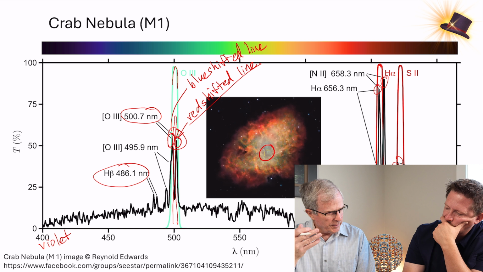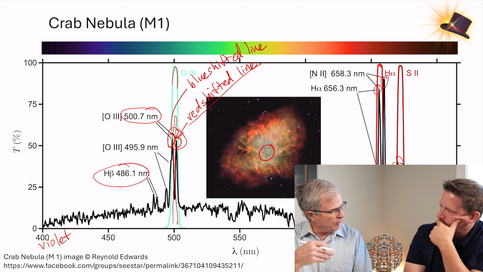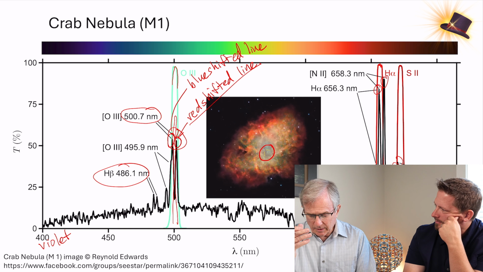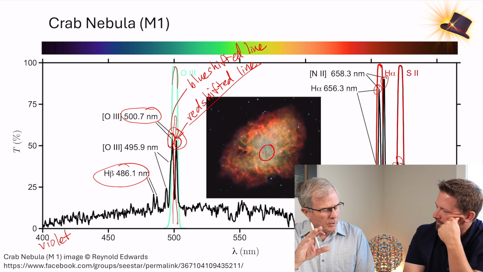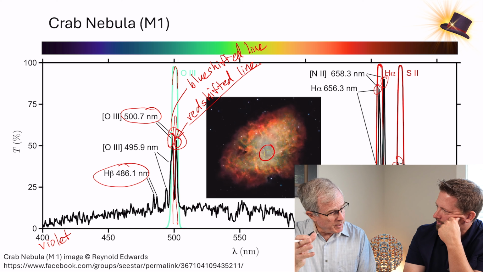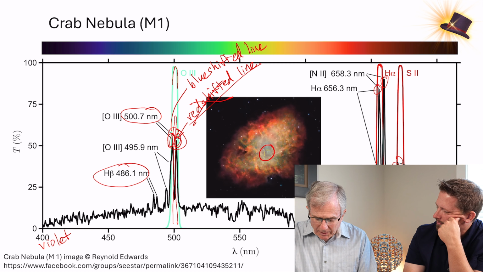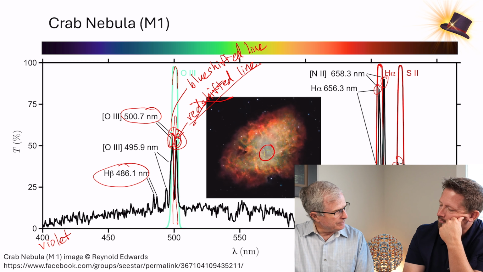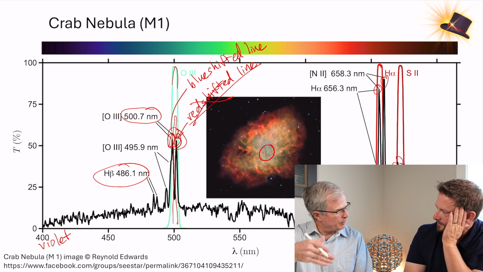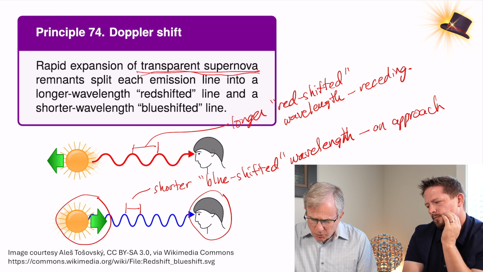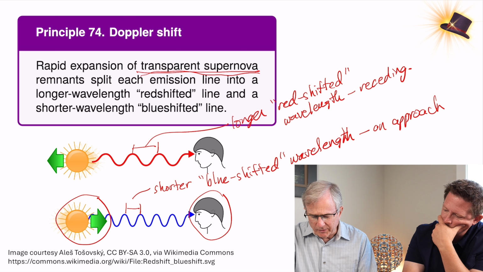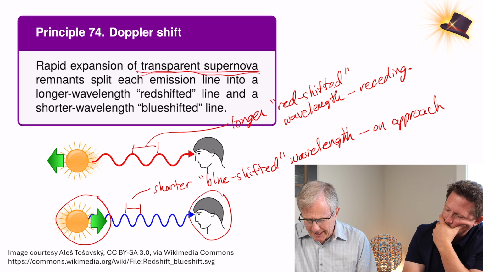If it weren't for the fact that, and this is something Richard Walker points out in his book, if it weren't for the fact that these supernova remnants were transparent, then you would only see one line here. You wouldn't see the redshifted line. Right. Because it'd be obscured by this stuff. By the stuff coming towards you. Yeah. Exactly. So that's where this whole transparent supernova thing comes into play. I just think it's really cool.